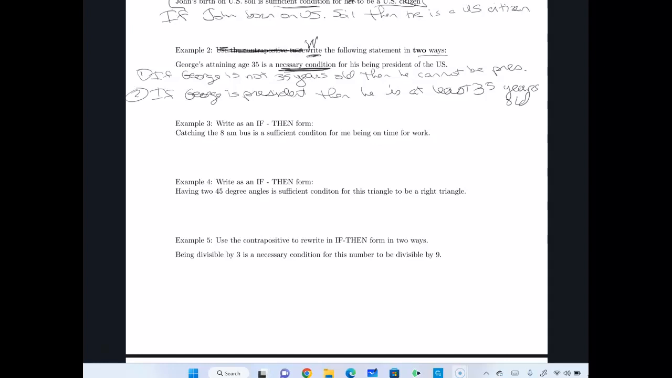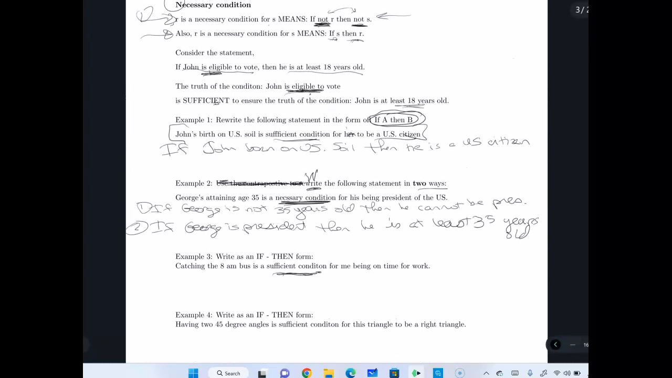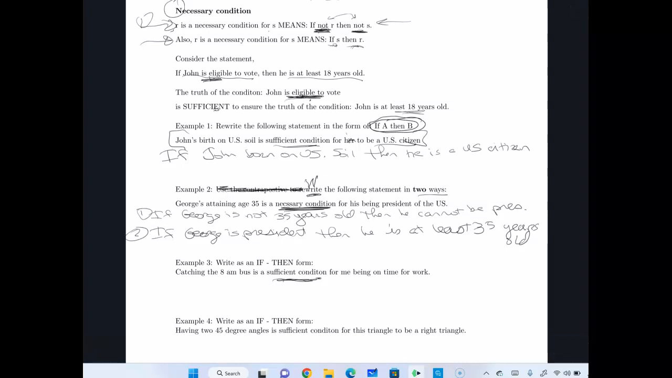Okay, so now let's look at this when I have the word sufficient condition. Sorry about the typos. Okay, catching the 8 a.m. bus is a sufficient condition for me to get to work on time. Okay, catching the 8 a.m. bus is a sufficient condition.